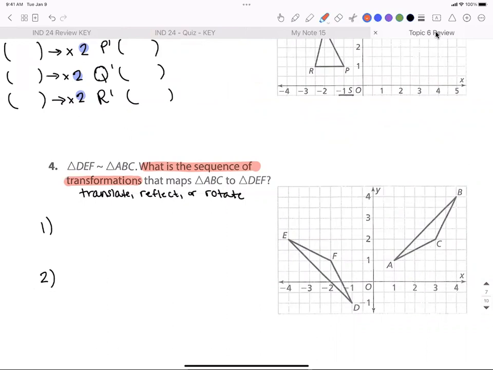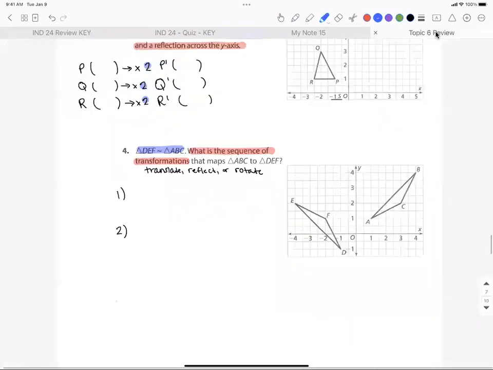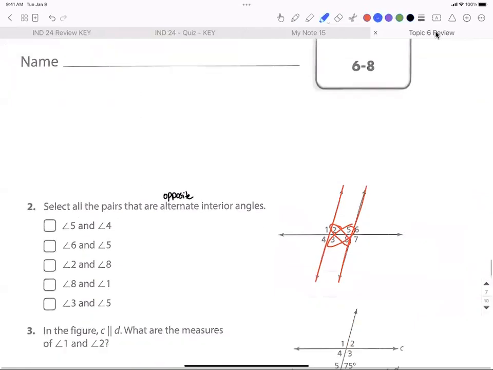And because it already tells you they're similar, you know there is a workable sequence. You just have to find it. You're not proving similarity where you can get a yes or a no. It tells you right here, yes, they are similar. So there will be a sequence that works. Okay, all right. Moving on to 6-8.